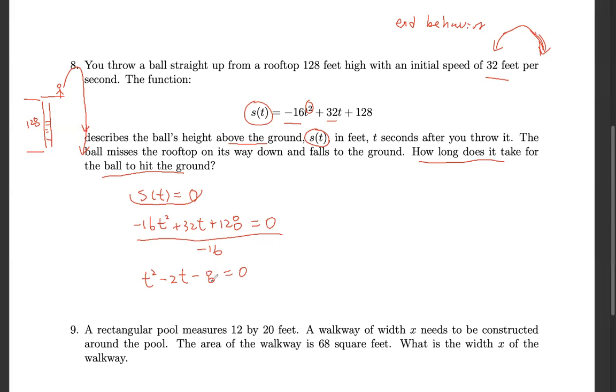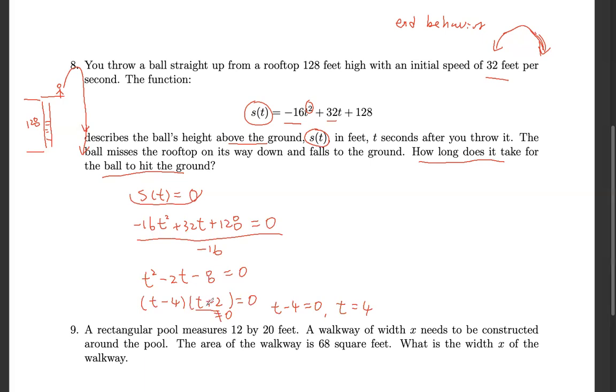Now factor out -8 to be -4 and 2. So factor this as t minus 4, t plus 2 equals 0, because 2 times -4 is -8, and -4 plus 2 is -2. This means t minus 4 can be 0 and t equals 4 seconds. Or can t plus 2 equal 0? Never. This will never equal 0, right?